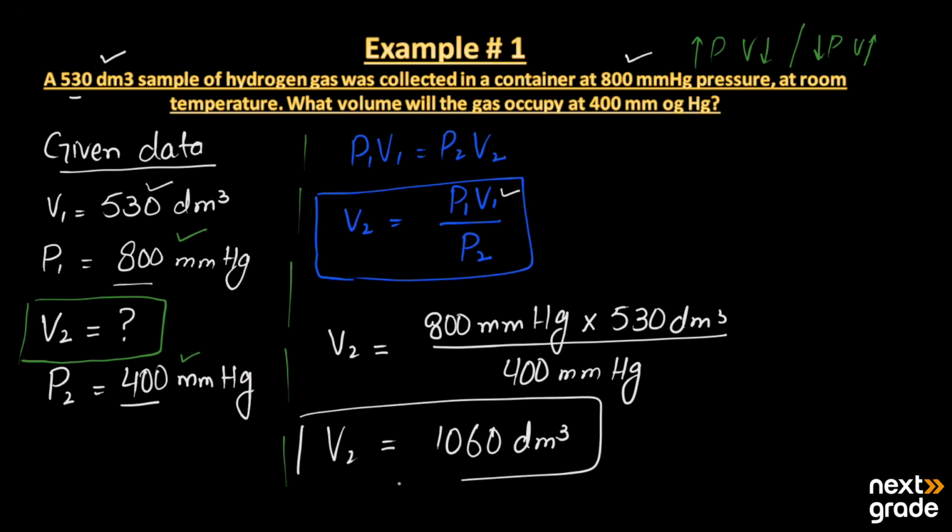So here you can see that when the pressure was 800, the volume was 530. Now by decreasing the pressure, the volume increases. So this is a simple relationship between pressure and volume.